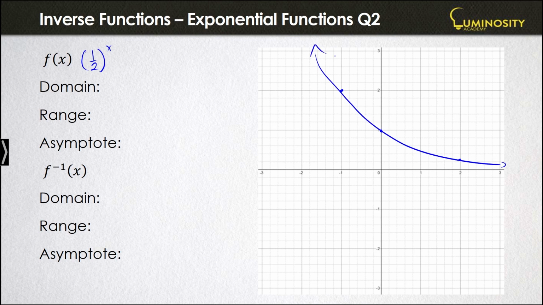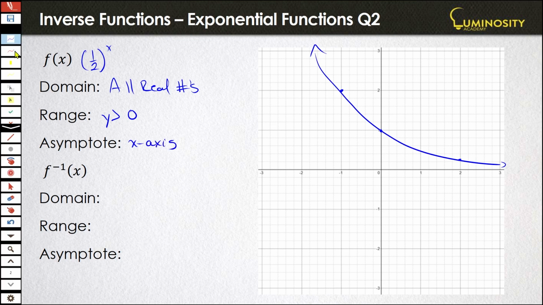And so we can see that our domain is going to be the set of all real numbers. Our range is going to be y is greater than 0. And we can see that we have an asymptote along the x-axis.